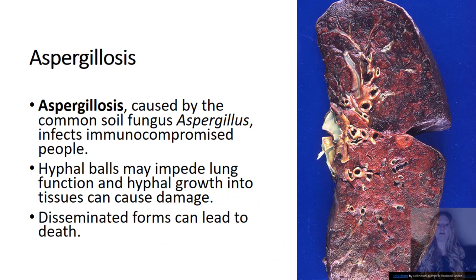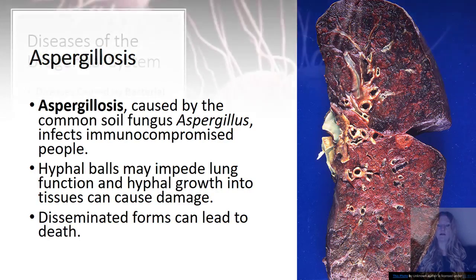Aspergillosis, caused by Aspergillus, is a terrible fungal infection that can exist in immunocompromised individuals. The hyphal balls from the fungus may impede lung function, and they can continue to grow into the tissues and cause damage, as we see here. Disseminated forms can even lead to death.